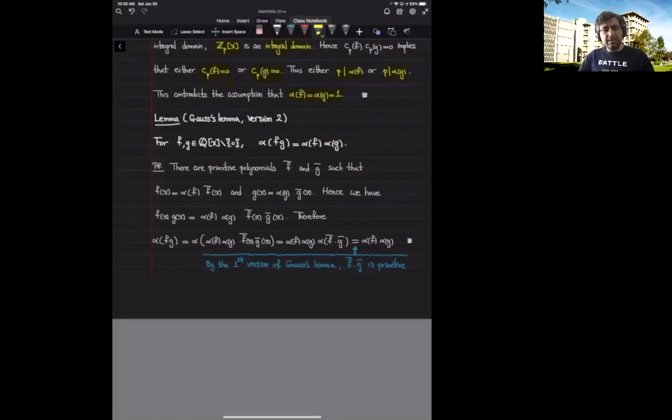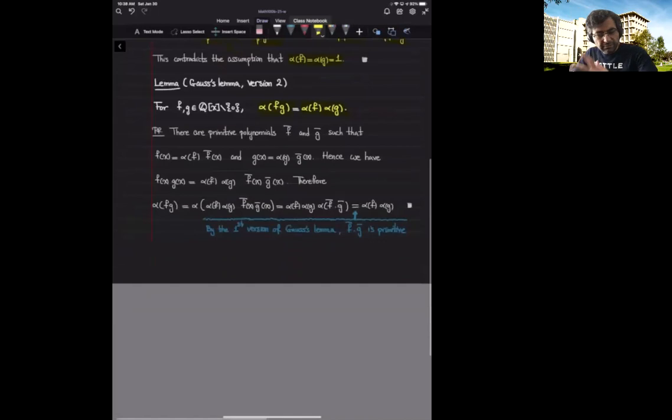Notice that in particular, if alpha of f and alpha of g are both 1, we can deduce that alpha of fg is also 1, which means if f and g are both primitive, then their product is also primitive. So the second version is definitely a generalization of the first one, but in the proof, we are going to use the first version. Okay, how does the proof go?